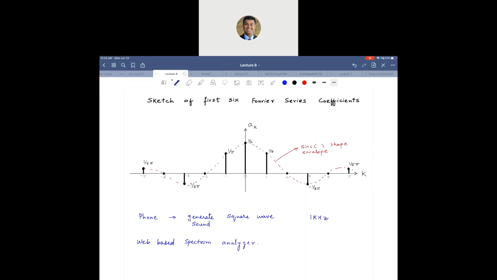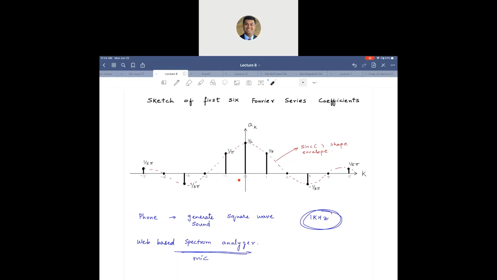And I can post a note on Piazza giving you some links there for a web-based spectrum analyzer. When you play this on your phone, have your microphone on your computer on, so that the web-based spectrum analyzer is essentially showing you all the frequencies that are present in that square wave that you generated on your phone. The result will be something like this.